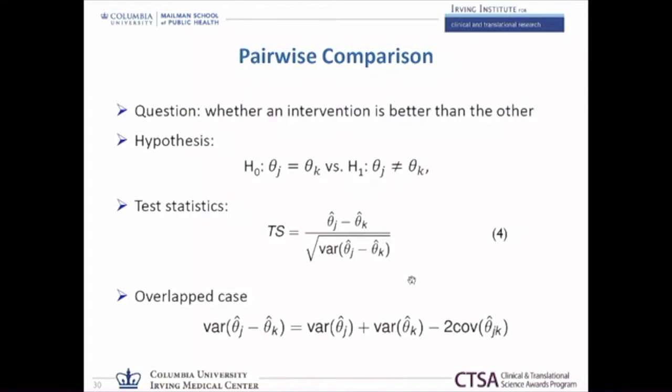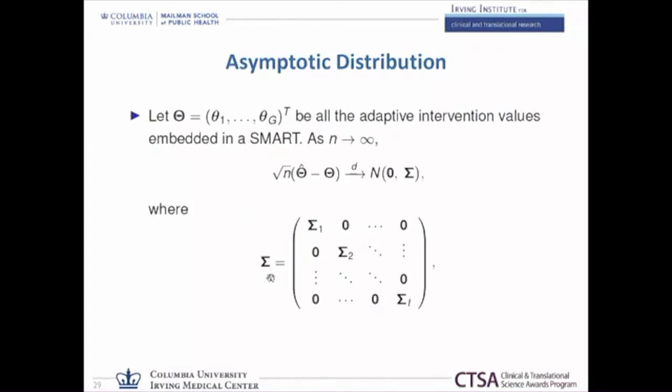To calculate the variance, the denominator, if we try to compare two adaptive interventions that do not overlap with each other in structure, the calculation is relatively easy because it only involves the variance components. When we try to compare two adaptive interventions that somewhat overlap in the design structure, then the computation will be a little more complicated because you need to involve the cross product, which is the covariance. All this variance and covariance information can be obtained from the estimated sigma here.